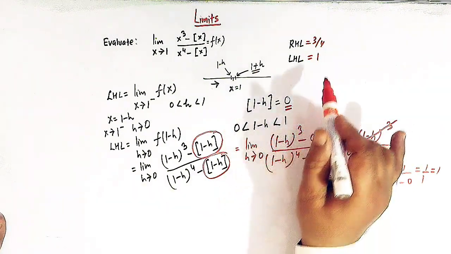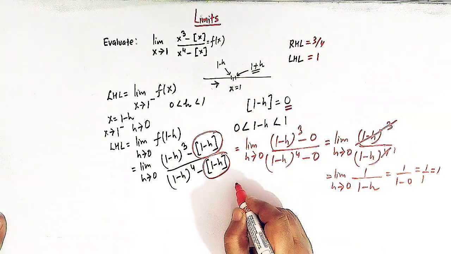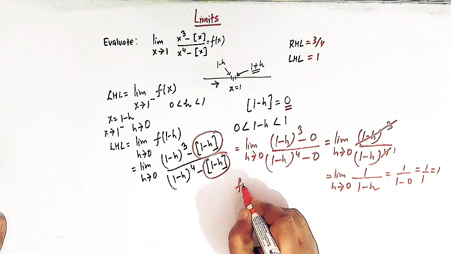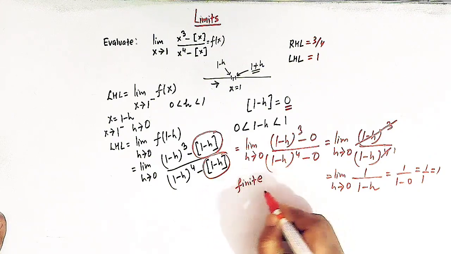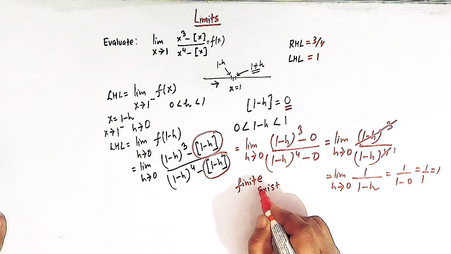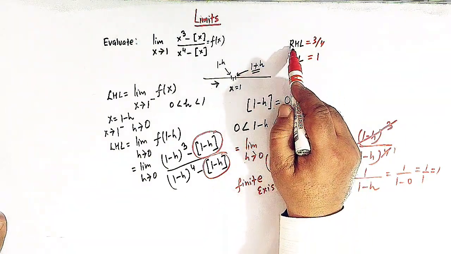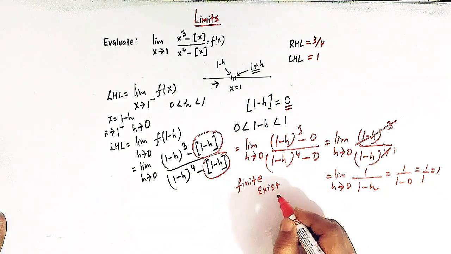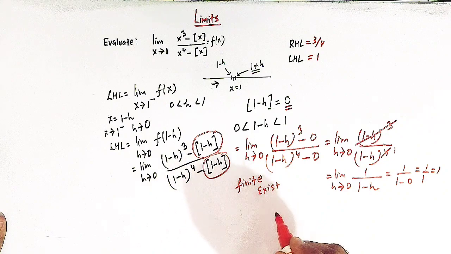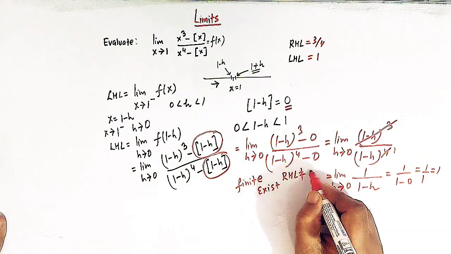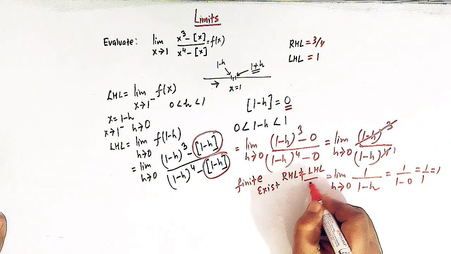And here it is interesting to note that the right hand limit and the left hand limit both are finite, right? And both exist. So these two are a very important thing here. So the right hand limit and left hand limit both are finite and they exist, right? But they are not equal. So the right hand limit is not equal to the left hand limit.